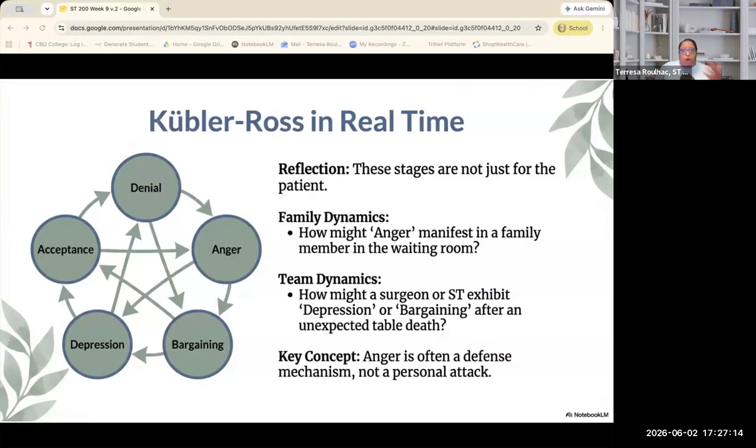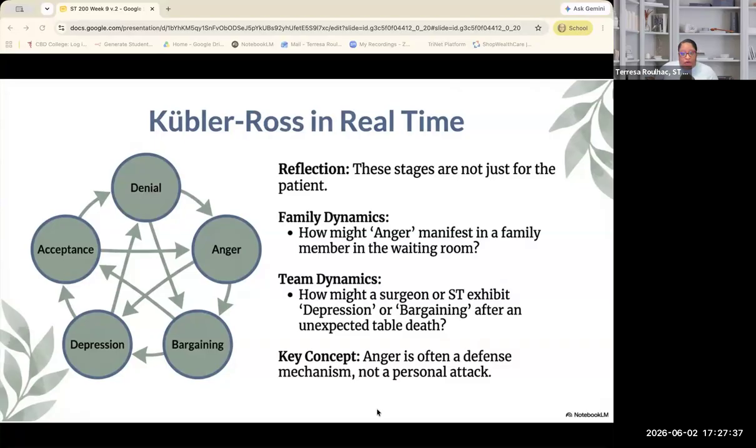Anger may show up in the waiting room: frustration towards us, blame, impatience, repeating questions. Anger is often fear with nowhere to go. When you understand that, you try not, because we're human, to absorb it personally. Let's think about us as a team.